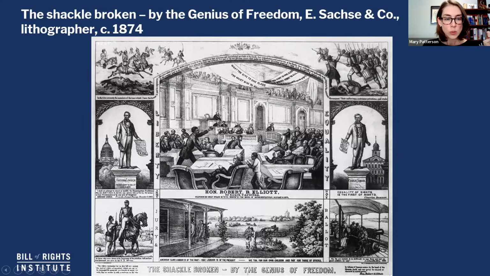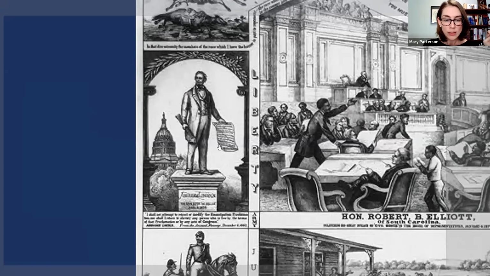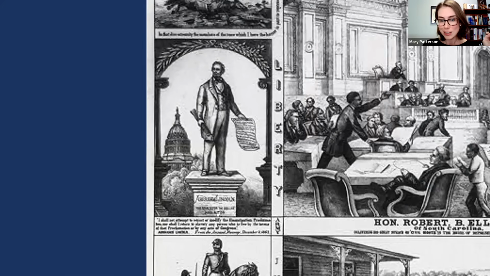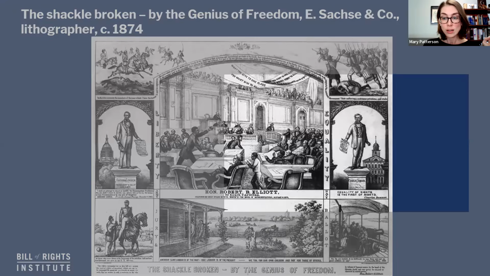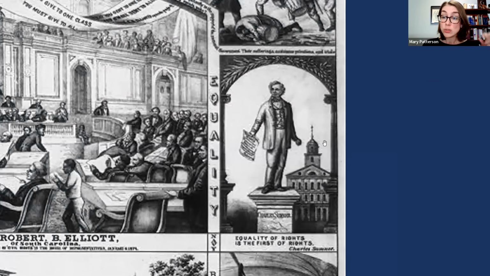So if you zoom in on some of these people here, to the left, this is Abraham Lincoln. Kind of hard to make out, but it says Abraham Lincoln, the Capitol's in the background, and he's holding the Emancipation Proclamation. Over here is Charles Sumner. So Sumner introduced the Civil Rights Bill in 1870. And one of Sumner's famous quotes is below: "Equality of rights is the first of rights." So this Civil Rights Bill of 1875 is also referred to as the Sumner Bill.